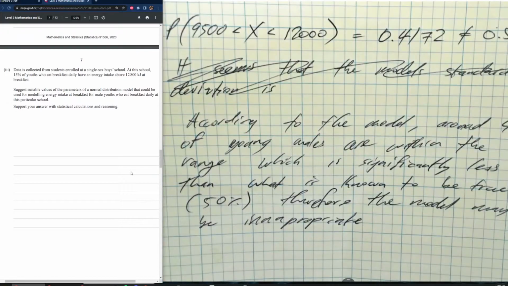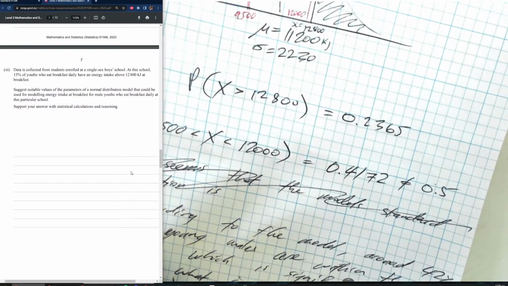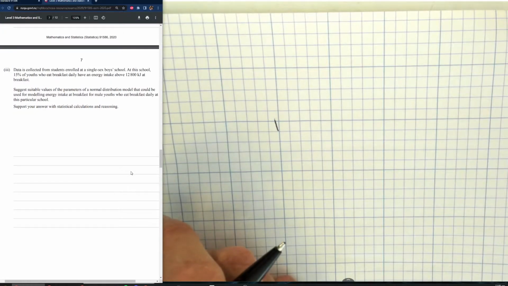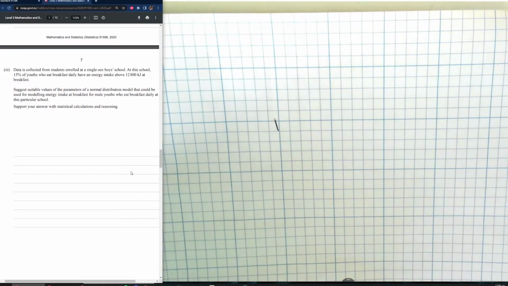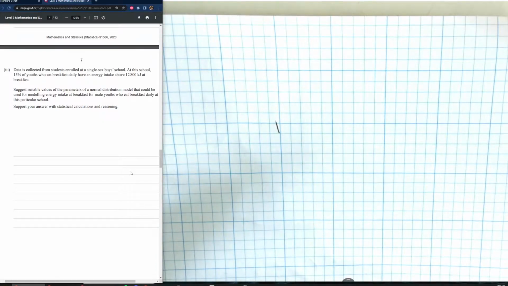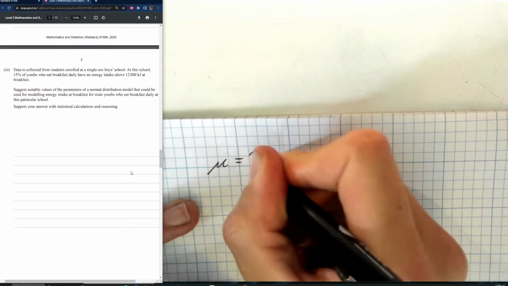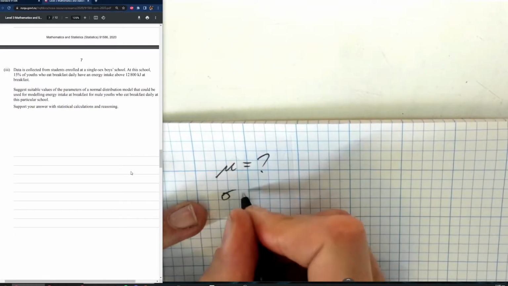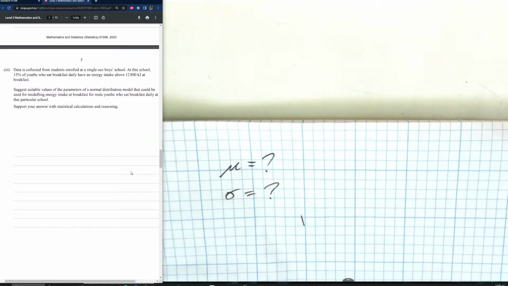Okay. Data is collected from students enrolled at a single-sex boys school. At the school, 15% of youths who eat breakfast daily have an energy intake above 12,800 at breakfast. Suggest suitable values of the parameters, plural. So they're saying that the mean is unknown and standard deviation is unknown.